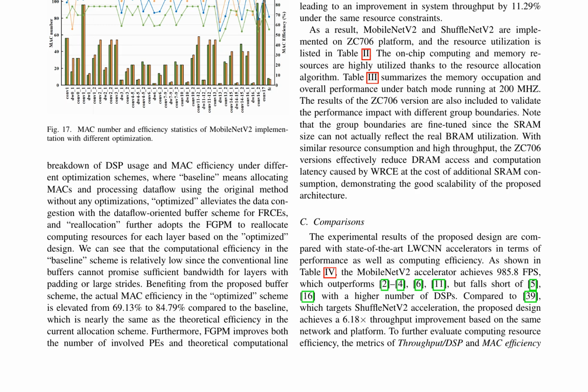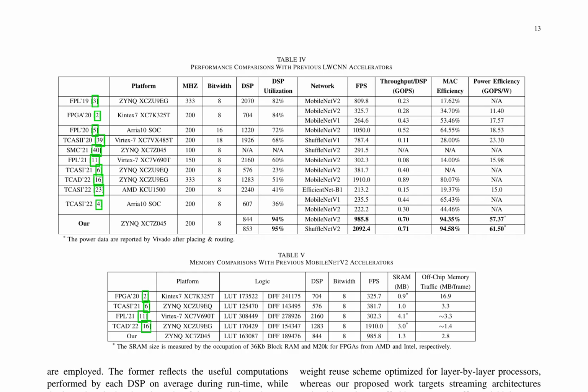computing efficiency. This research paper presents an efficient and scalable lightweight CNN, LWCNN, accelerator, accompanied by various memory and computing optimizations. The proposed design achieves state-of-the-art performance, with a throughput of up to 2092.4 fps and a remarkable peak efficiency, PE, of up to 94.58%.